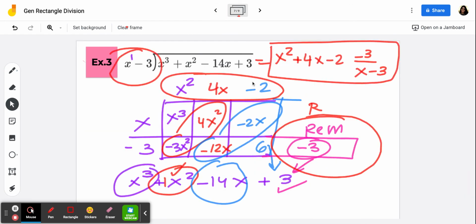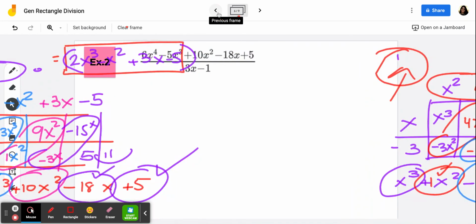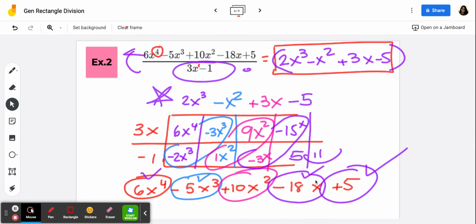We're writing whatever you get up here plus the remainder divided by this answer. How come we didn't write it on the other ones? Because they didn't have remainders. Remainder 0.